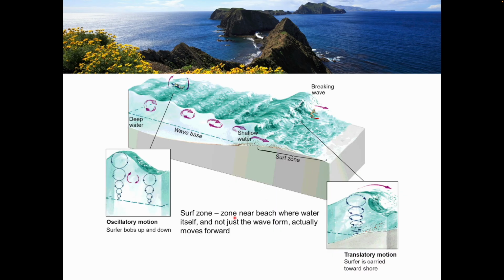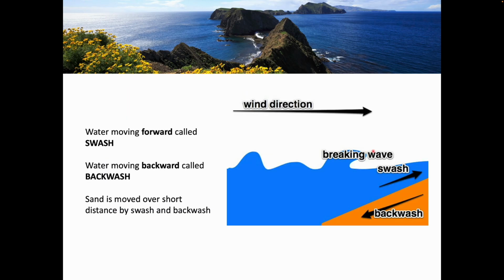The surf zone is the zone near the beach where water itself, and not just the wave form, actually moves forward. So offshore, the water is just oscillating in this circular motion, and it's only in the surf zone where your waves are breaking and water actually begins to move forward against the beach. When your wave breaks, the water washes up against the beach. Water moving forward up the beach is called swash, and water moving backwards toward the ocean is called backwash. It is this action that moves sand over short distances by swash and backwash.